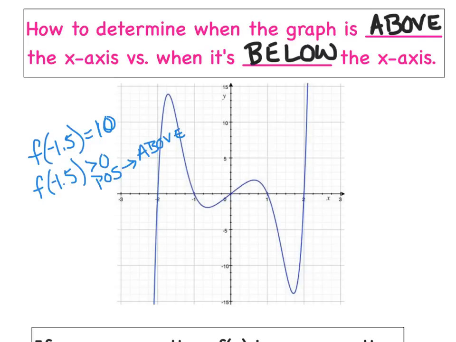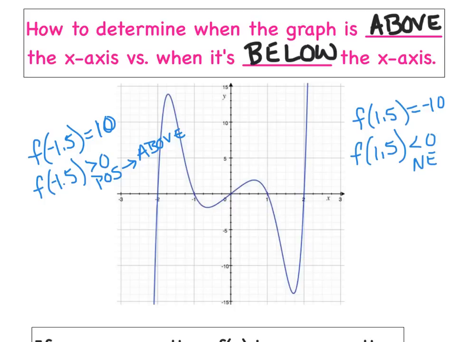Compare that to another point. Let's go with 1.5. If I evaluate f of 1.5, looks like I'm right here, about -10. But today we're not so much worried about the 10. What we're going to say today is that f of 1.5 is less than 0, aka it has a negative value. And anytime we say negative, what we're really saying is that the graph lies below the x-axis.